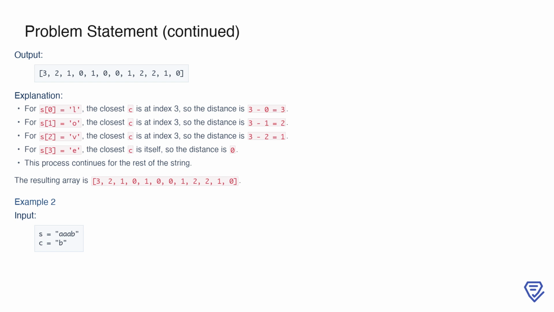This process is repeated for every character in the string, ensuring that we calculate the shortest distance to the closest occurrence of E at each step. The result is an array where each value reflects the minimum distance for its corresponding index.